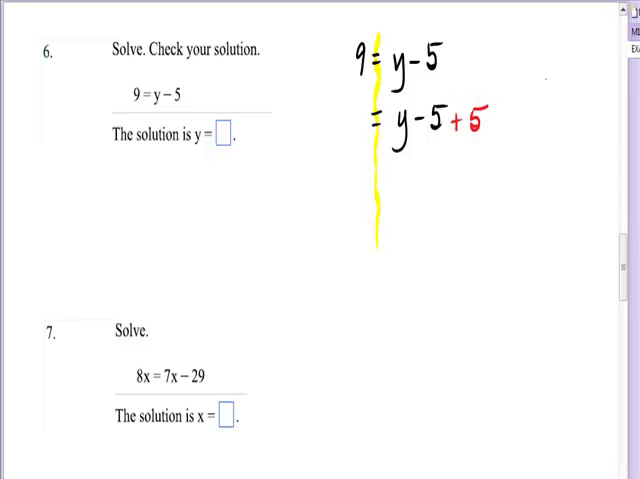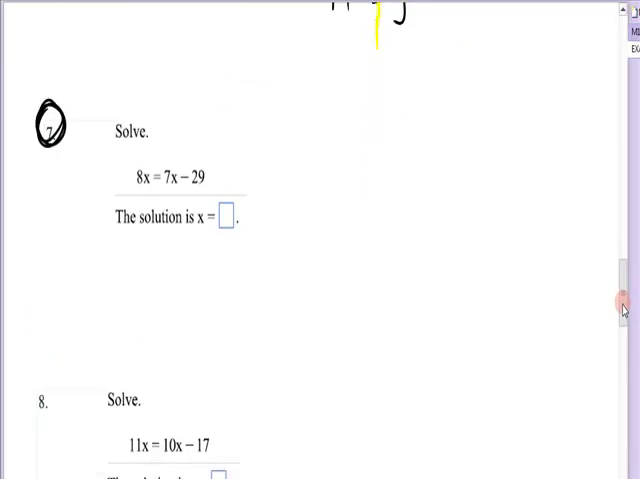But if I do it to that side, I have to do it to the left side as well. It feels a little backwards when the variable is on the right, but it shouldn't really bother us. A subtracted 5 and an added 5 cancel out to get y. And on the left-hand side, I get 14. Now, starting with number 7, things change a little bit.